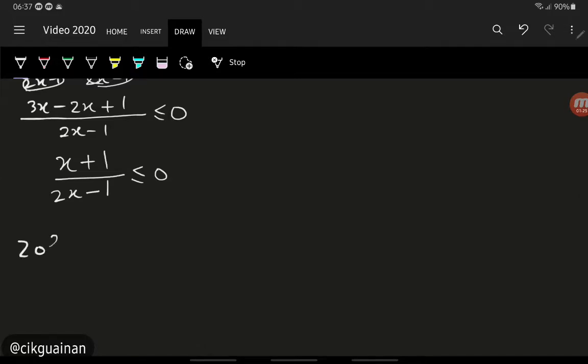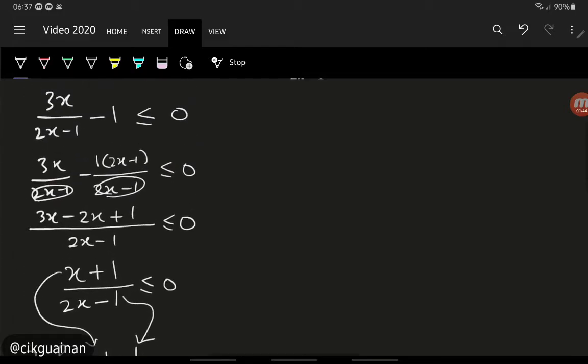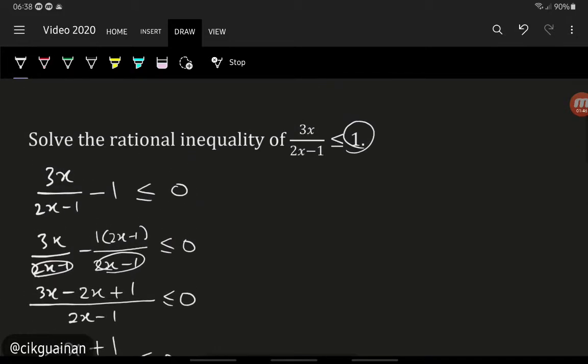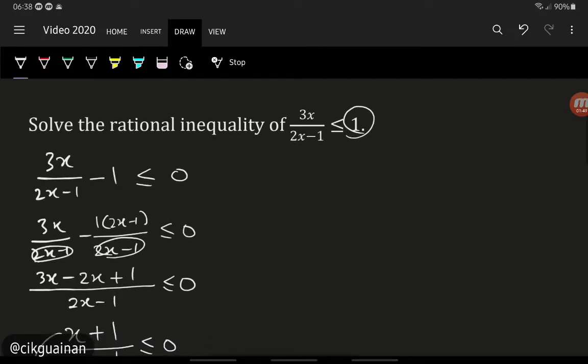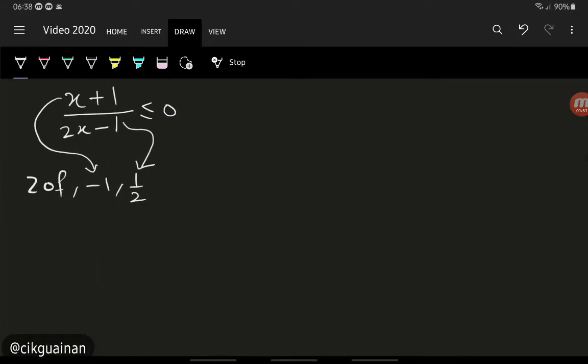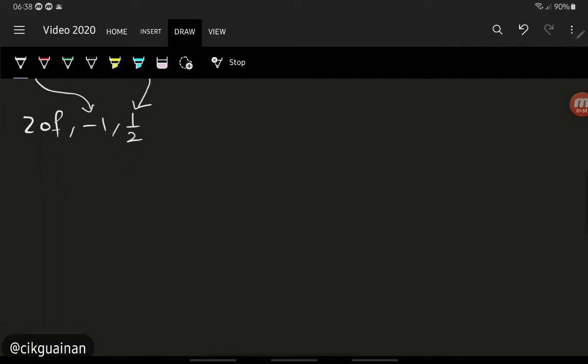ZOF. Our ZOF for this one, the numerator, is minus 1. For the denominator, 2x minus 1, the ZOF is a half. So we have minus 1 and we have half. Before that, I'm going to make sure I'm doing the correct thing. Correct.